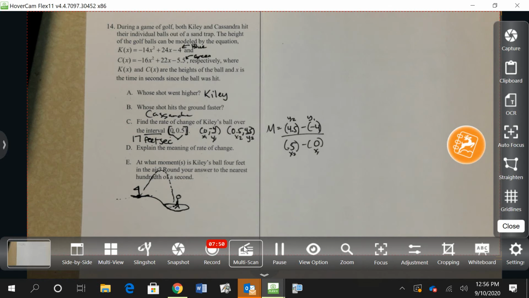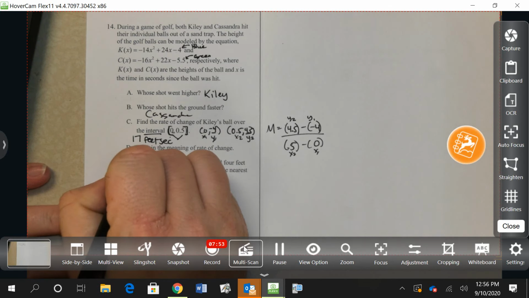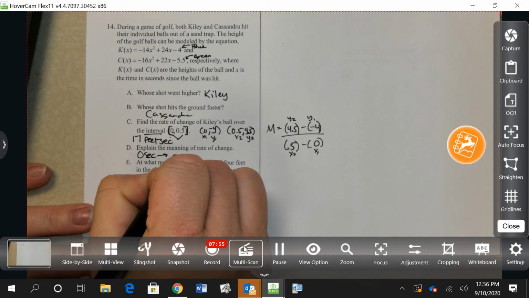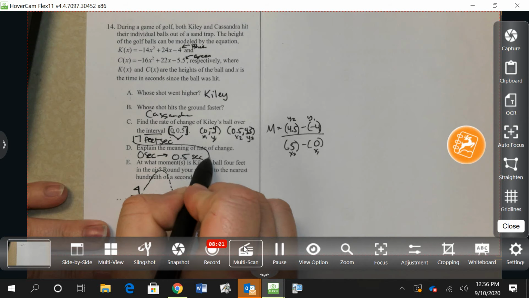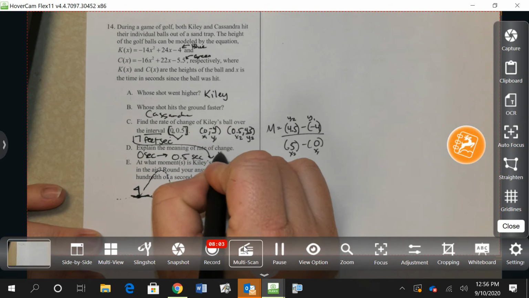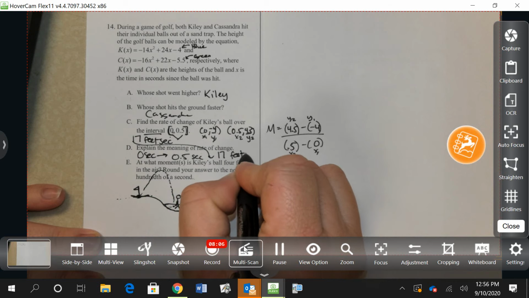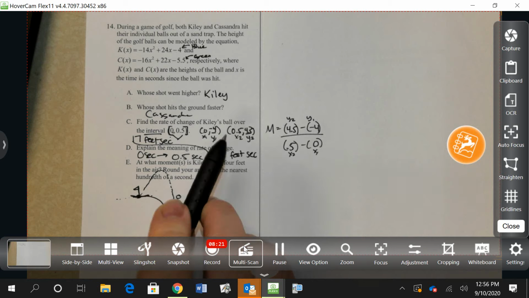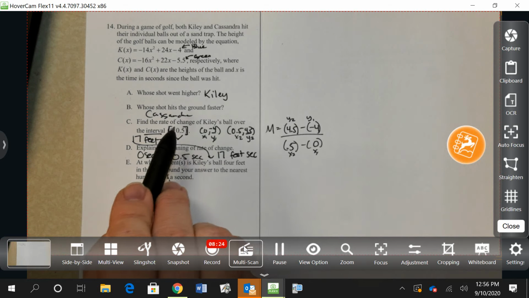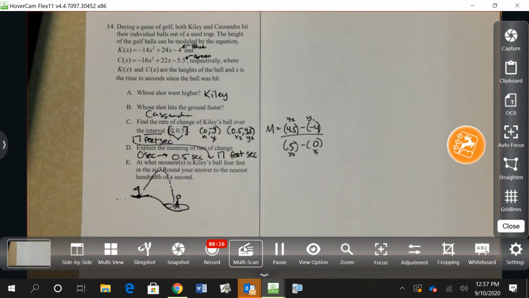More importantly for part 2 is, what does this mean? It means from 0 seconds to 0.5 seconds, Kylie's golf ball rose on an average of 17 feet per second. And you'd want to put that out as a complete statement. I just put down the basics there. Again, from 0 to 0.5 seconds, Kylie's ball increased on average 17 feet per second.